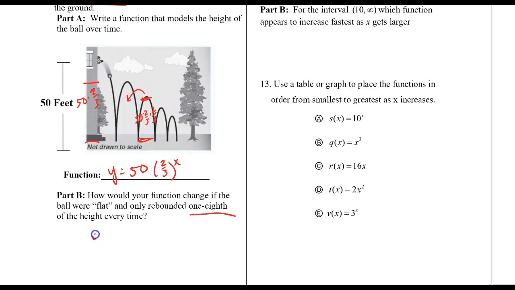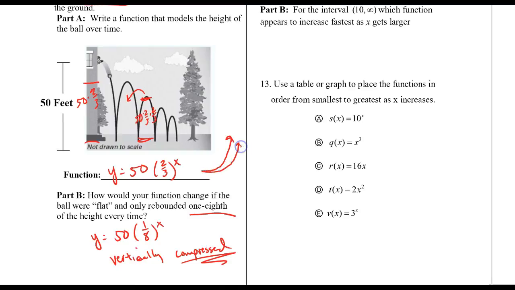Well, the only thing that changes, it still started at 50, but instead of bouncing 2/3 as high, it bounced 1/8 as high. And we would say that it is vertically compressed. Remember, compressed means it gets closer to the x-axis. So the original function up here might look something like that. The new function has a different growth rate, so it starts at the same point, but it's going to be a little bit shallower. It's going to take longer to do that.